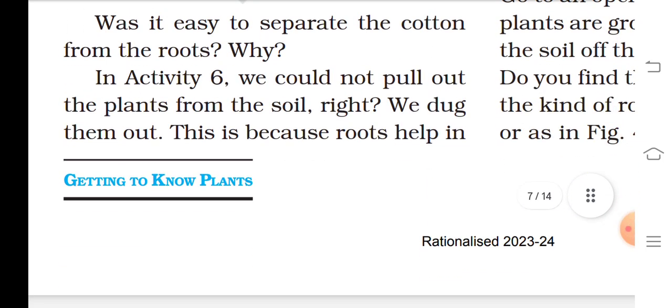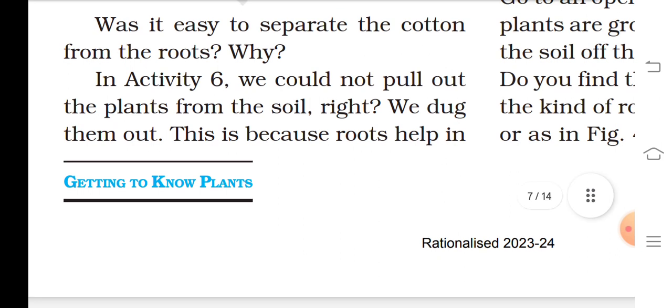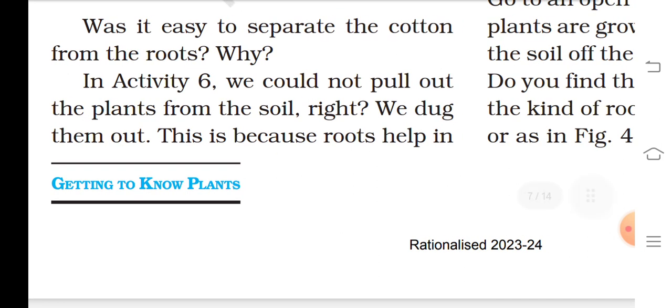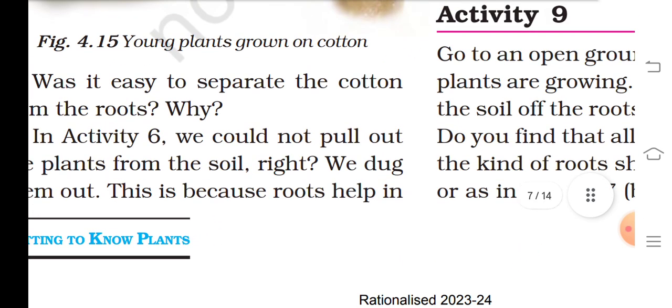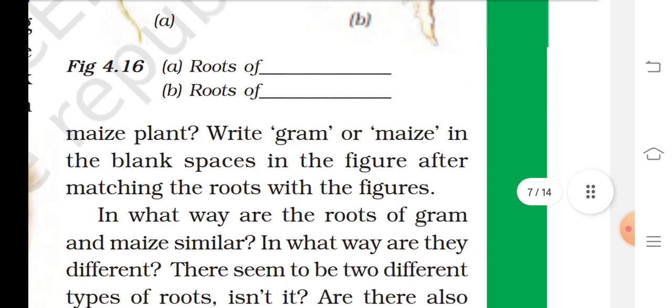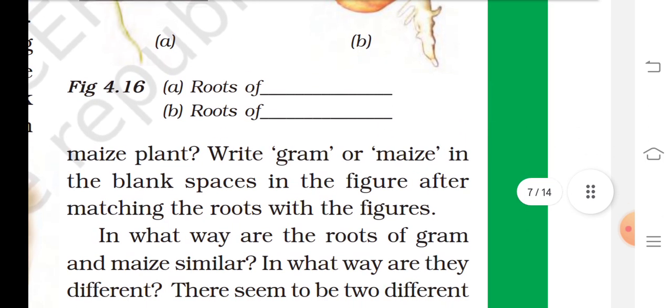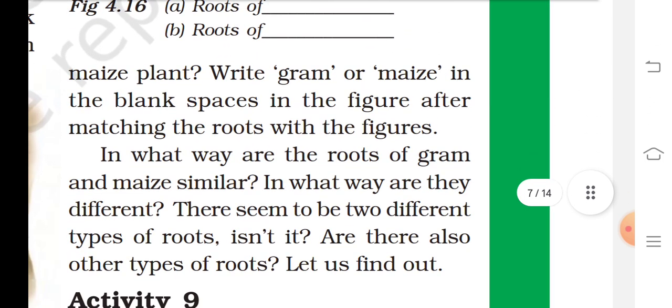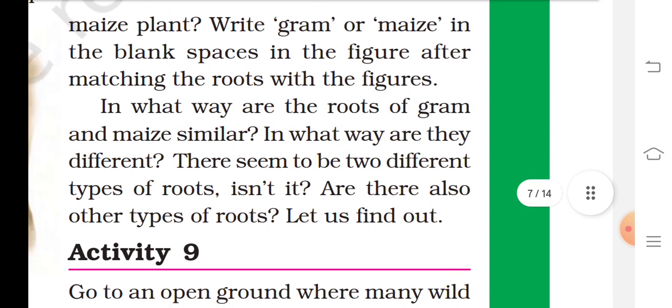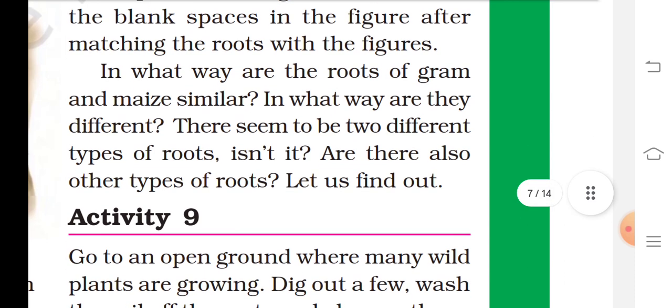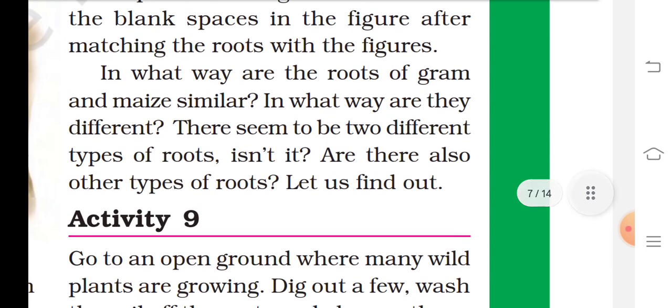Was it easy to separate the cotton from the roots? Why? In activity 6, we could not pull out the plants from the soil, right? We dug them out. This is because roots help in holding the plant firmly in the soil. Write gram or maize in the blank space in the figure after matching the roots with the figures.